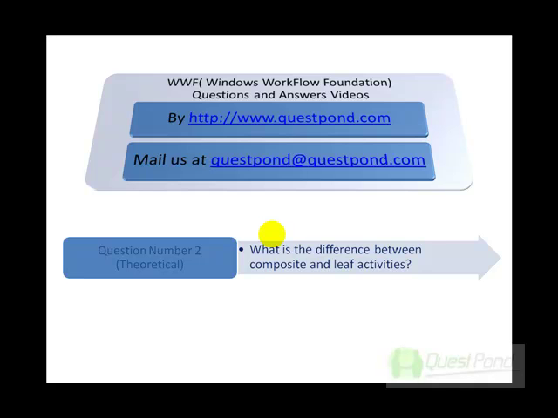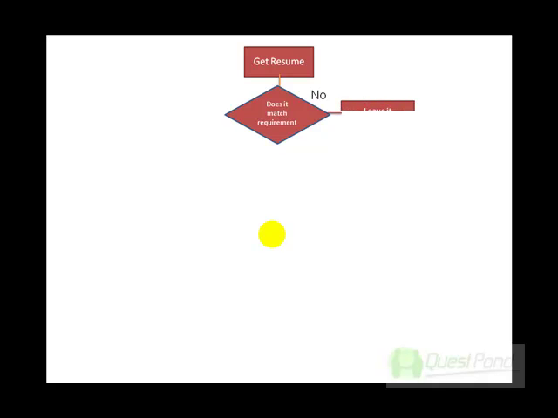Now, in order to understand the difference between composite and leaf activities, we'll take up a simple workflow. This workflow depicts a typical scenario of candidate evaluation from the interview perspective. So what happens typically? First, you get the resume of the candidate. Then you start looking into it. Does it really match the requirement of your organization? And let's say if it doesn't match, you just leave it.